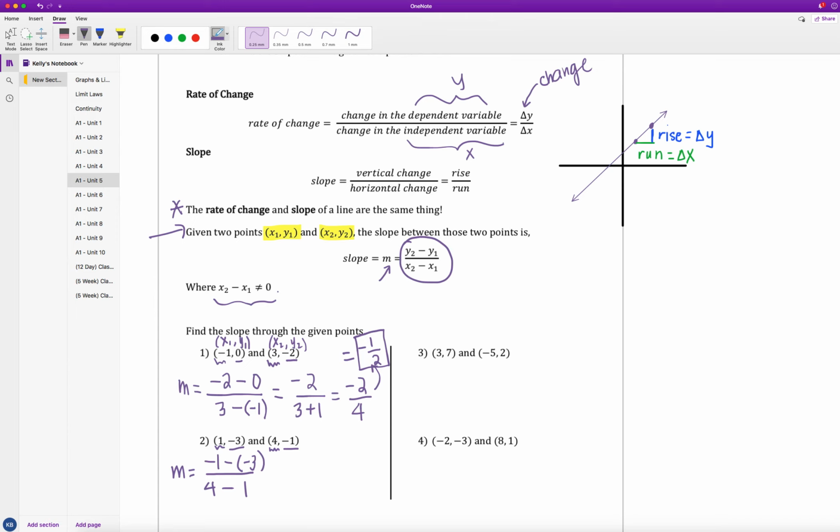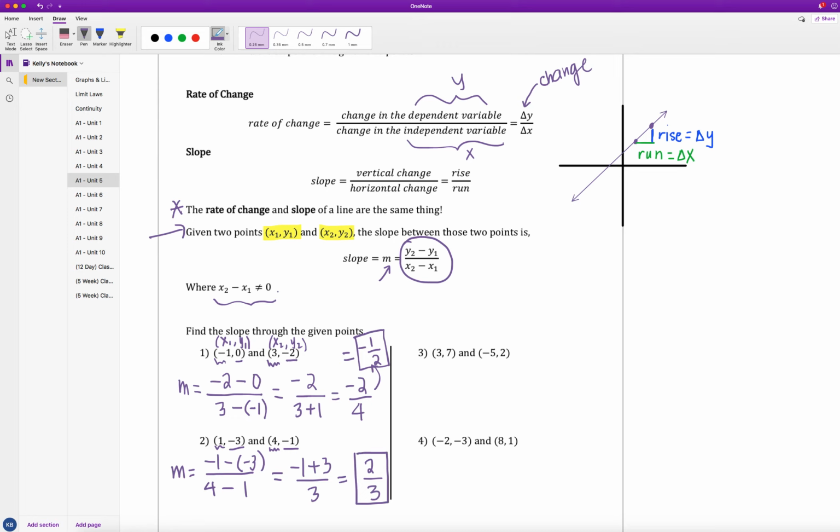Let's simplify this down. So we get negative 1 plus 3 over 4 minus 1. 4 minus 1 would give us 3. Negative 1 plus 3 will give us 2. And I end up with 2 over 3. I cannot reduce that fraction down anymore, so that will be our final answer for slope.